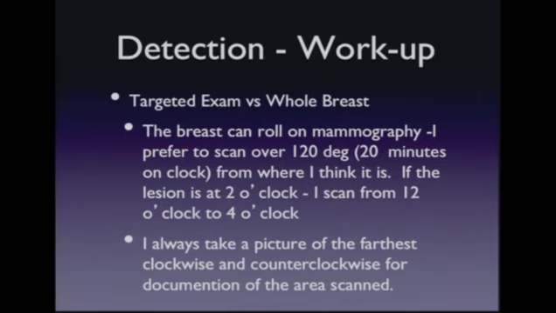If you're going to do a targeted exam, one thing you have to remember is the breast can roll when a mammogram is being performed, and therefore I prefer to scan over 120 degrees, that is 20 minutes on the clock face, from where I think the lesion is. So if I believe the lesion's at 2 o'clock on the mammogram, I always scan from 12 o'clock to 4 o'clock. I always take a picture of the farthest clockwise and the farthest counterclockwise image of where I scan for documentation. This way you can go back and you always remember at what locations you've scanned in the breast.